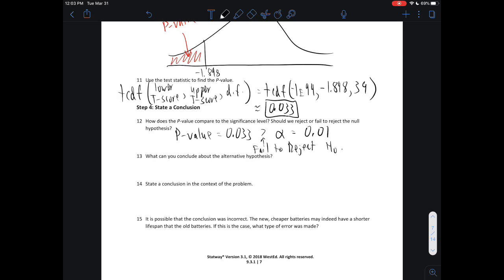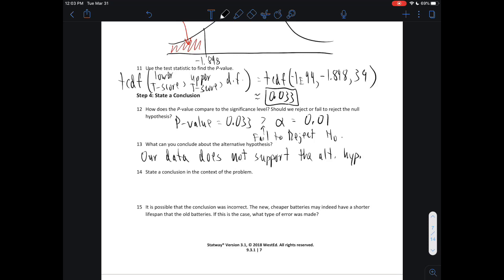If we fail to reject the null hypothesis, this means that our data does not support the alternative hypothesis. Notice with these two examples we've seen, if you reject the null hypothesis, that means the data does support the alternative hypothesis. On the other hand, in this example, if you fail to reject the null hypothesis, that means the data does not support the alternative hypothesis.